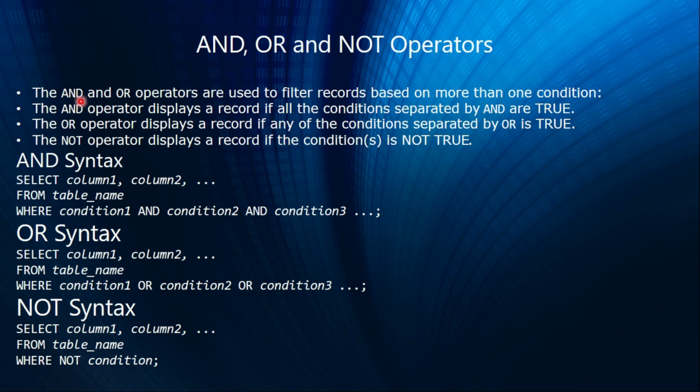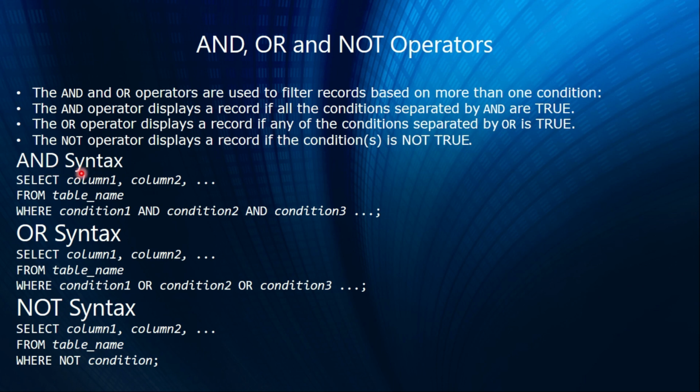The AND and OR operators are used to filter records based on more than one condition. That means if you have two conditions to satisfy, then you can use AND or OR. The AND operator displays a record if all the conditions separated by AND are true, and OR works where only either one condition is true. And the NOT operator displays a record if the condition is not true. We will look at examples. Just understand what the meaning of these is, and then we will try to solve it.